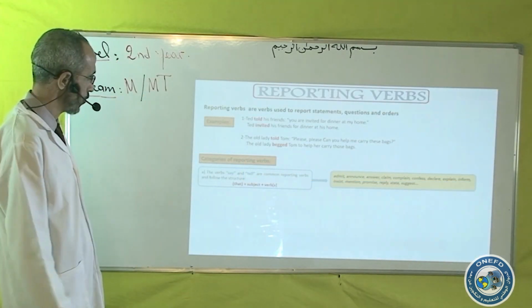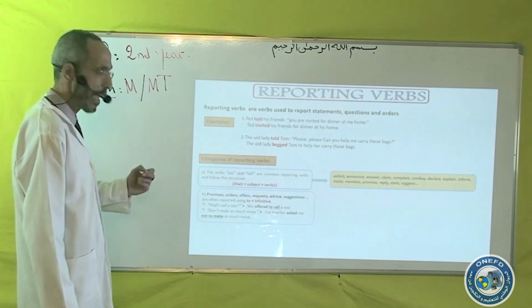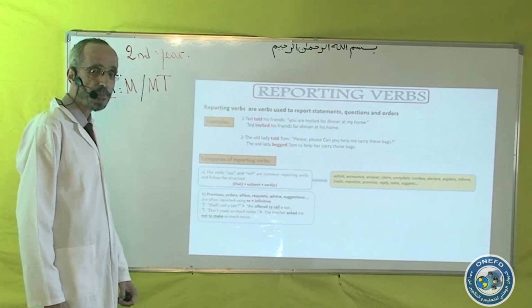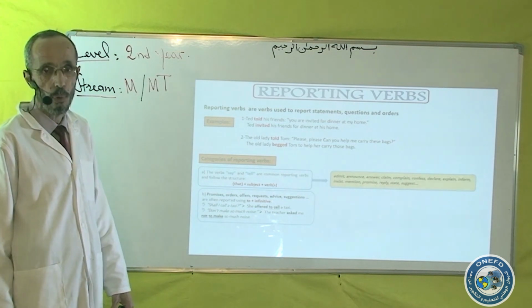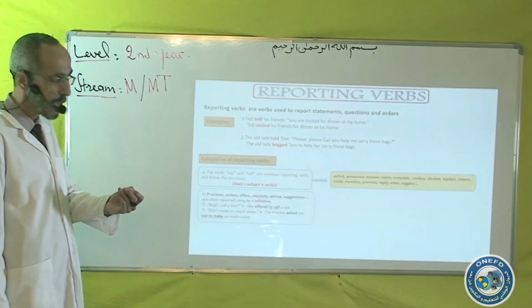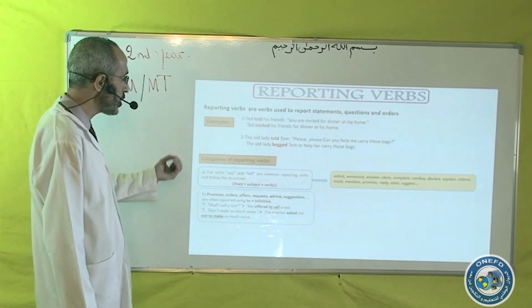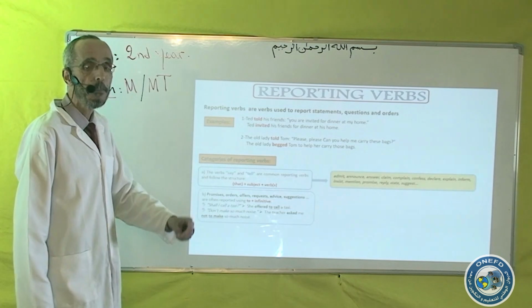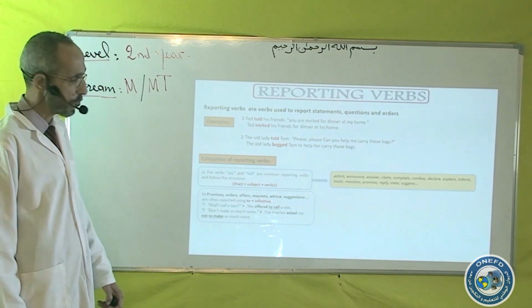These verbs are admit, announce, answer, claim, complain, confess, declare, explain, inform, insist, mention, promise, reply, state, suggest, and there are others as well. Category B, these are verbs used to report promises, orders, offers, requests, advice, and suggestions. These verbs are often reported using to plus infinitive.